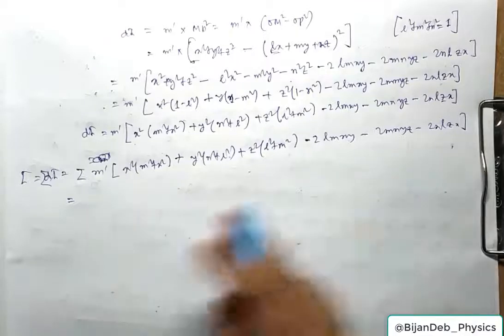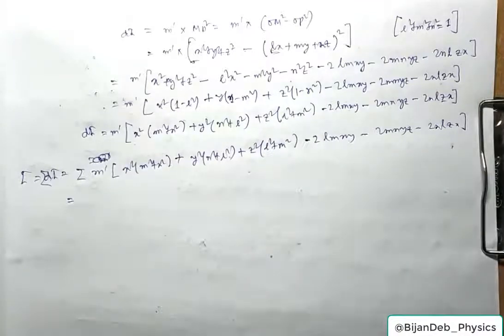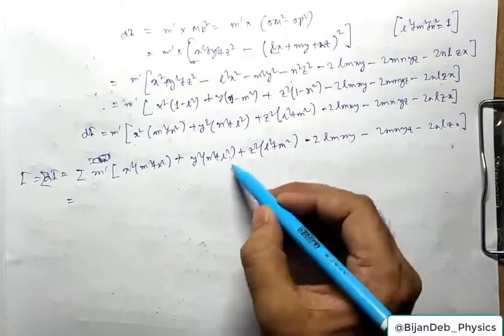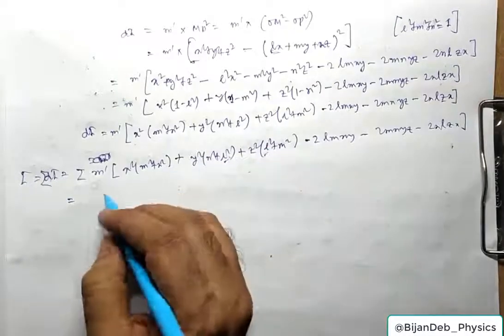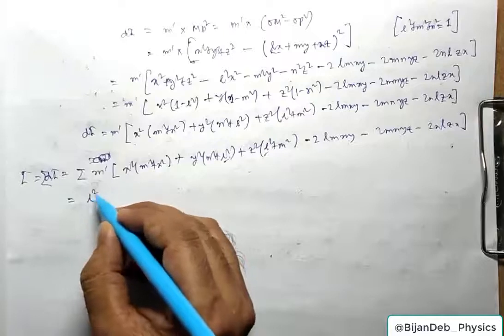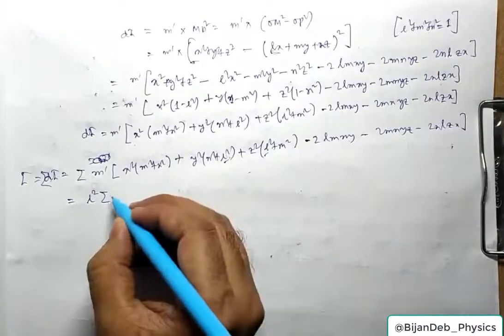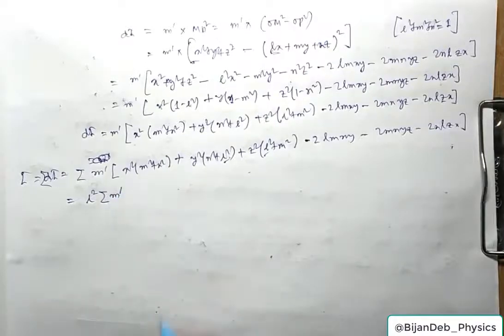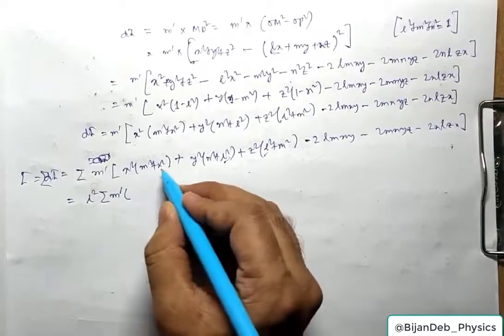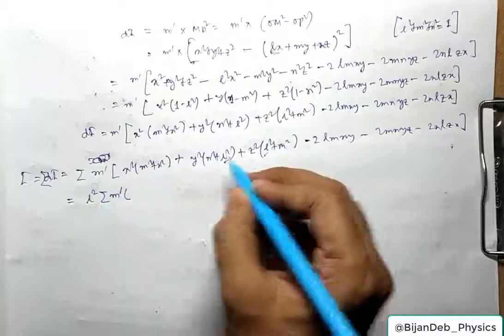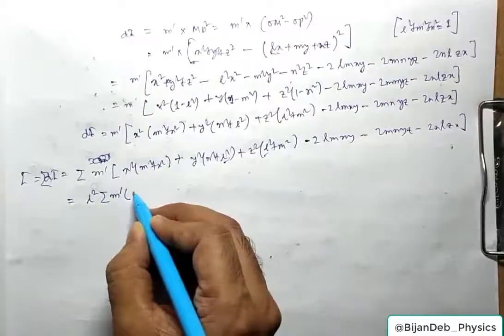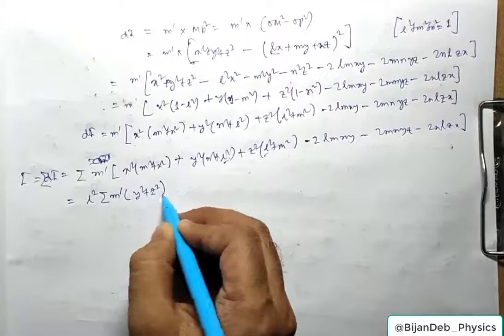Now what you do, you see here I have l square, here I have l square, so I will take l square common. L, m, n are constant, fixed with respect to the body. So m prime is variable because this is some point. Now if you take l square common, it will be m prime, y square plus z square.